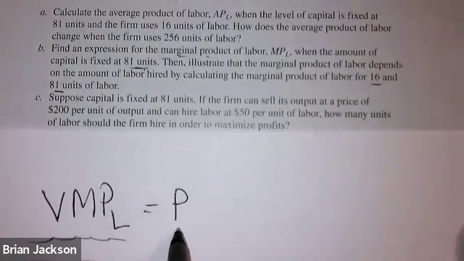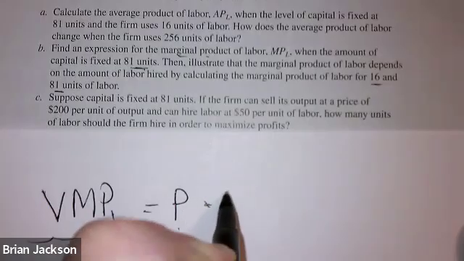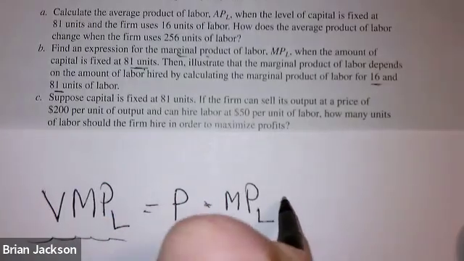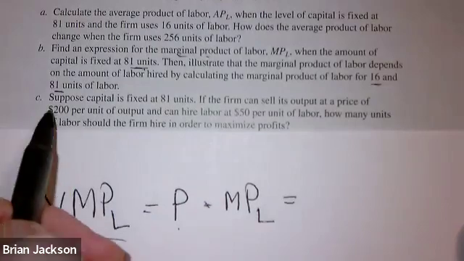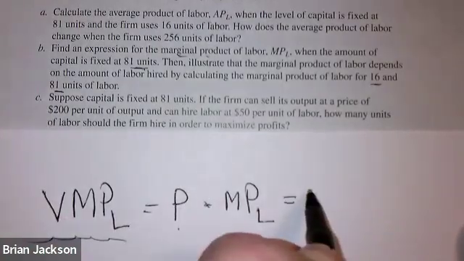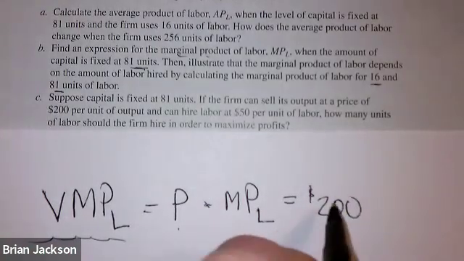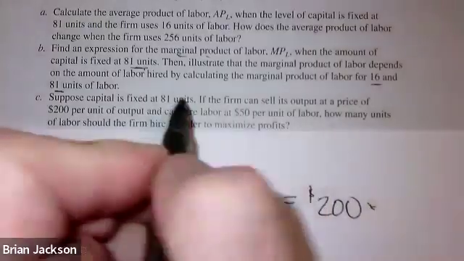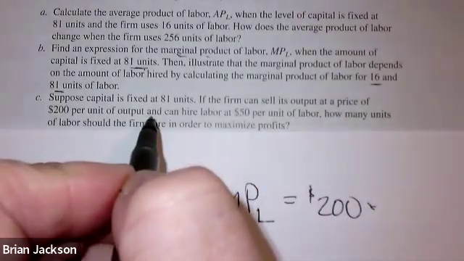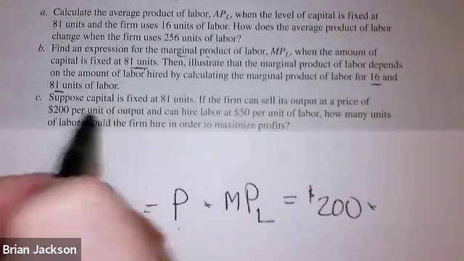It's the price of the output times the marginal product of labor. So they're telling you what the price of output is. It's $200 a table, okay? $200. And the marginal product of labor, okay?